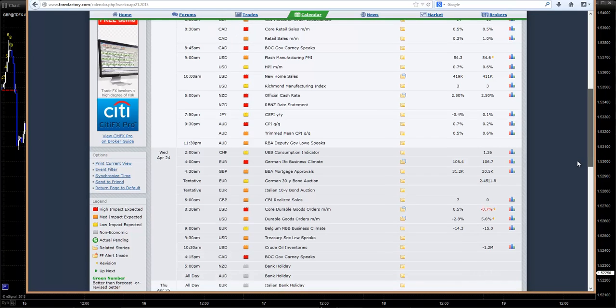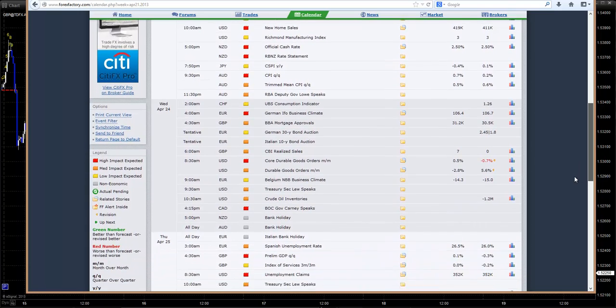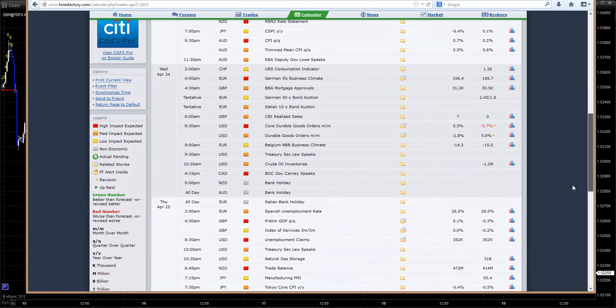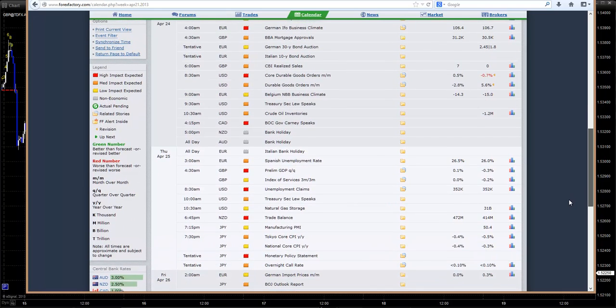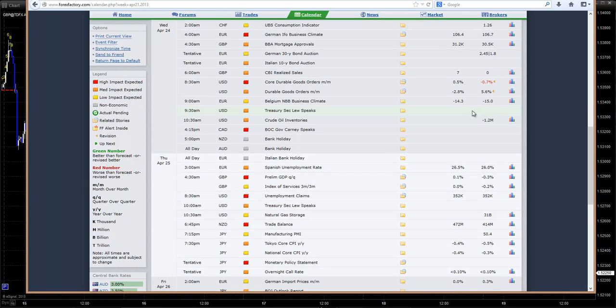Got a rate announcement Tuesday evening out of New Zealand, and then the CSPI out of Japan, CPI out of Australia. That leaves us into Wednesday, where we've got UBS consumption indicator out of Switzerland, 30-year bond and 10-year bonds out of Germany and Italy. U.S. has core durable orders and durable orders. And there's speech from Treasury Secretary Liu. We've got crude oil inventory. So it's a light week up to this point.